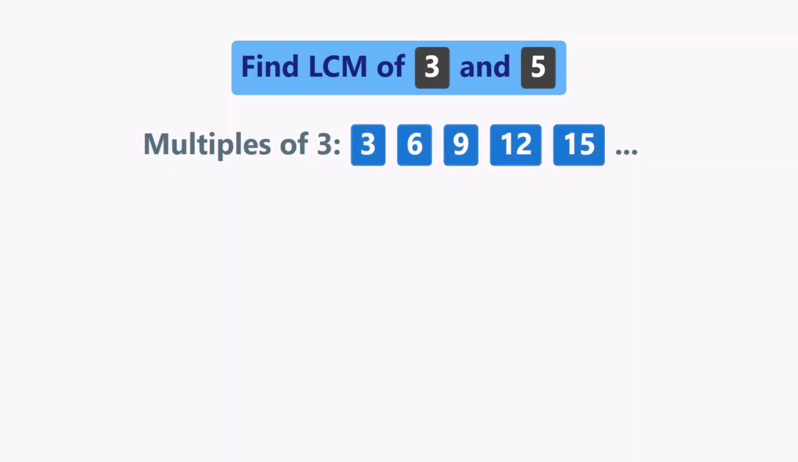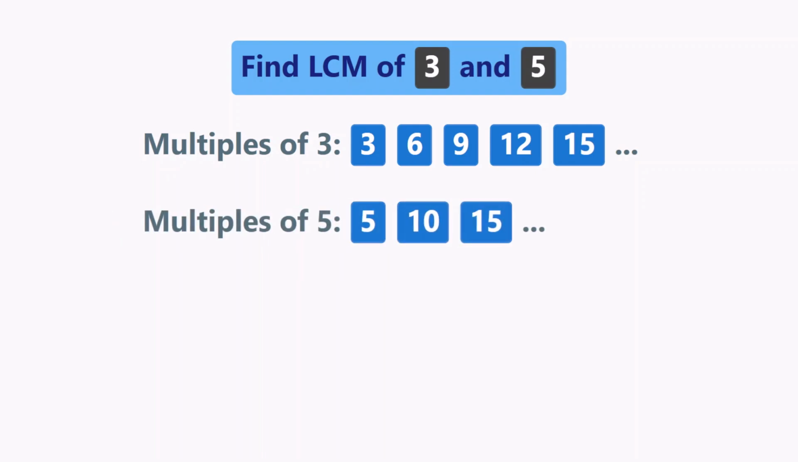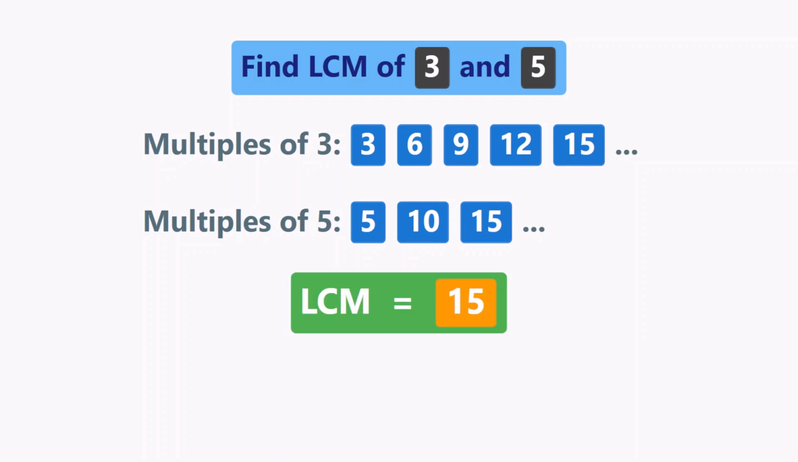Let's find the LCM of 3 and 5. This is a special case. First, the multiples of 3 are 3, 6, 9, 12, and 15. Next, the multiples of 5 are 5, 10, and 15. The smallest common multiple is 15. Since 3 and 5 are prime, their LCM is simply their product. 3 times 5 equals 15.